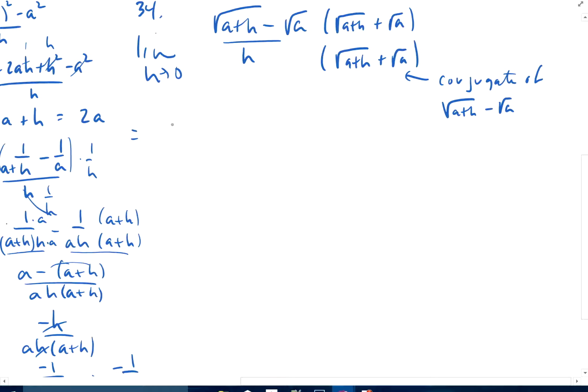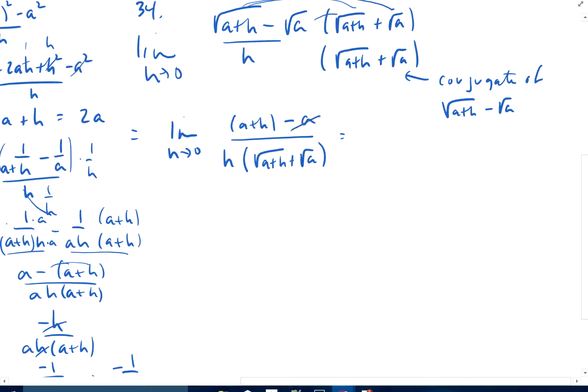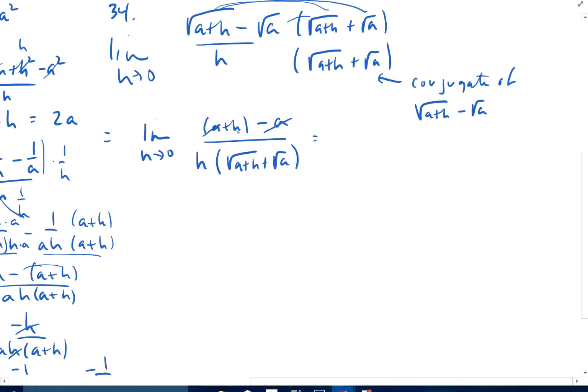Now, watch what happens, why we choose to do that. Something kind of cool happens. The first terms, when I multiply together, I get a plus h. What happens to the outer and the inner terms? Well, this is plus square root of a plus h minus square root of a plus h. Those cancel. And so then I'm left with minus square root of a times square root of a, which is a. And then the denominator is h times square root of a plus h plus square root of a. And the a's cancel, and I'm left with h on the top, h on the bottom. That's going to go one time each.